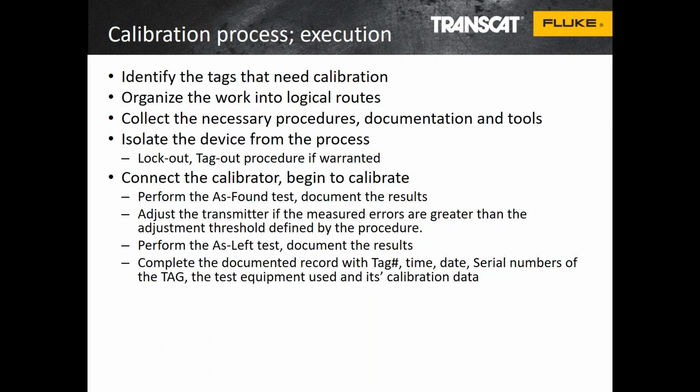Once the results are documented, adjust the transmitter if the measured errors are greater than the adjustment threshold as defined by the procedure. When I say adjustment threshold, the adjustment threshold might be 50% of the pass-fail. You might pass the as-found test, but adjustment still might be required if the errors are outside of the adjustment threshold. Once the adjustment is performed, then confirm that the device is within tolerance by performing the as-left test and document the results.